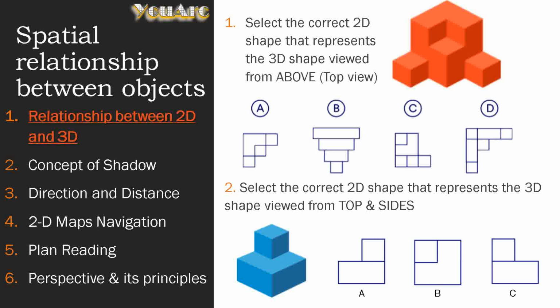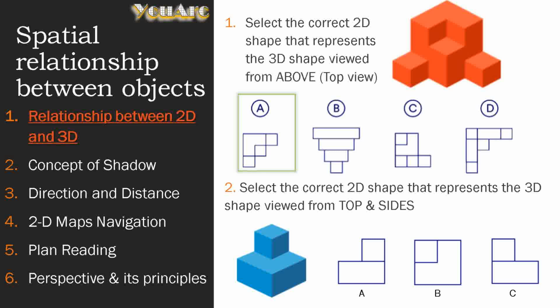So let's see an example. Select the correct 2D shape that represents the 3D shapes viewed above. So we have the 3D shapes and we have to identify the top view of it. So the answer is A here. So moving on to the next question.